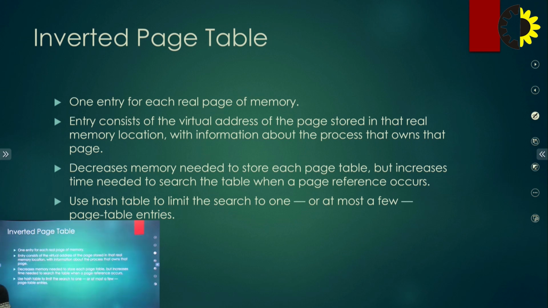Inverted page table has one entry for each real page of the memory. The entry consists of the virtual address of the page stored in that real memory location, with information about the process that owns that page. It decreases the memory needed to store each page table, but increases the time needed to search the table when a page reference occurs. Use a hash table to limit the search to one or at most a few page table entries.